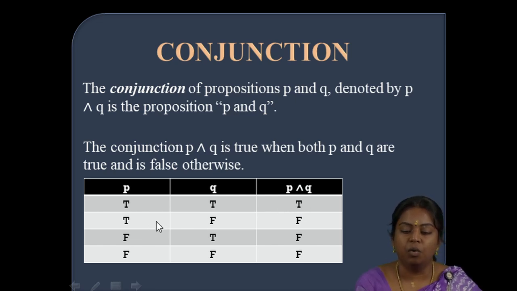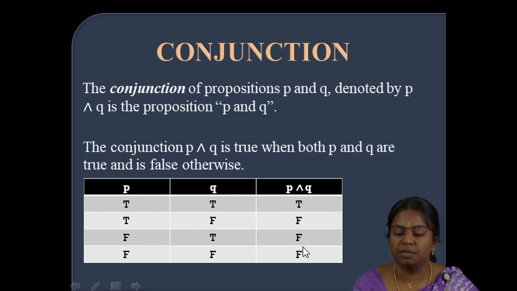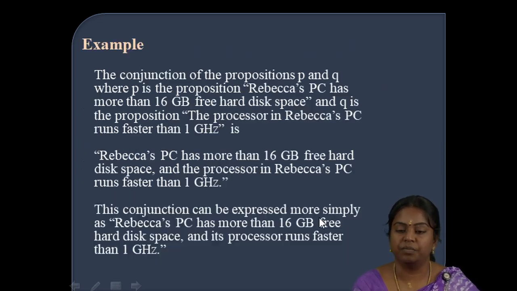When either one of the two propositions is false, then the truth value of P and Q will be false. The truth value of P and Q will be true only if both the propositions P and Q are true. In any other case, it is false. Thus, we came to know about conjunction.